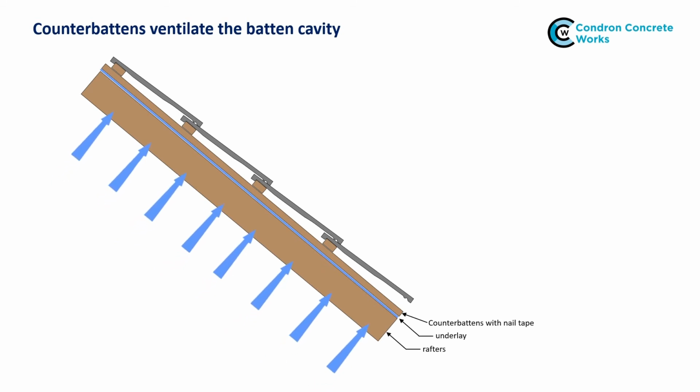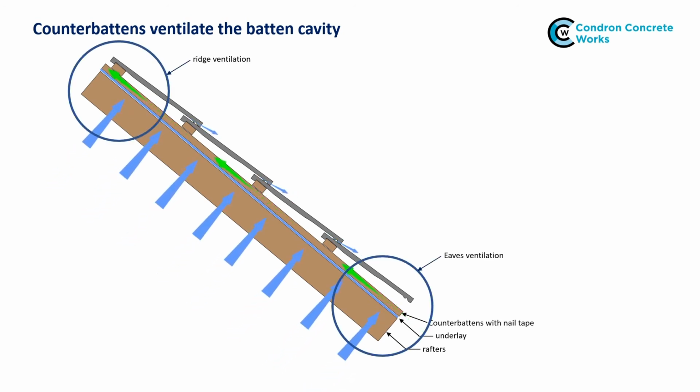Water vapour entering the batten cavity through the underlay can still be removed through the tiling, but now, with the addition of the counterbattens, greater airflow can be promoted through the batten cavity by installing ventilation at eaves and ridge. Because the ventilation path is above the underlay, it does not compromise the thermal efficiency of the insulation.